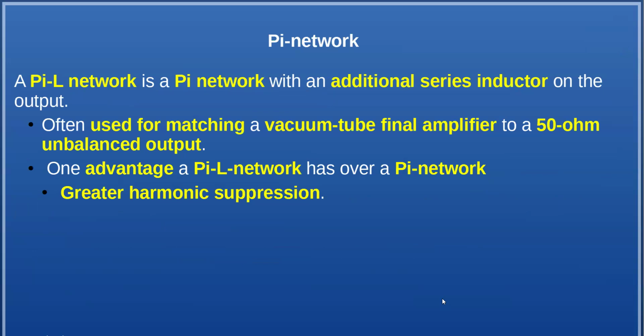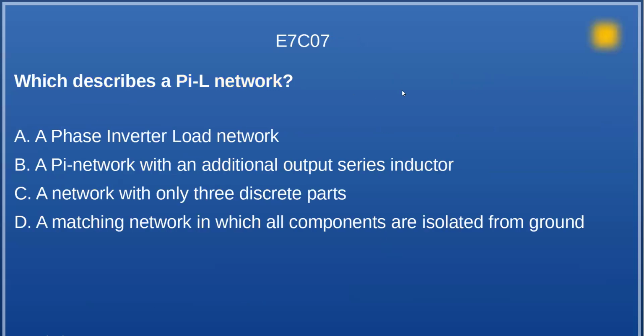Pi L is a pi network with an L network attached to it. Normally, they would use those on a vacuum tube amplifier to help match the 50 ohm output, and it has a lot better harmonic suppression than just the pi network itself because of the additional inductance of that component, which describes a pi L network.